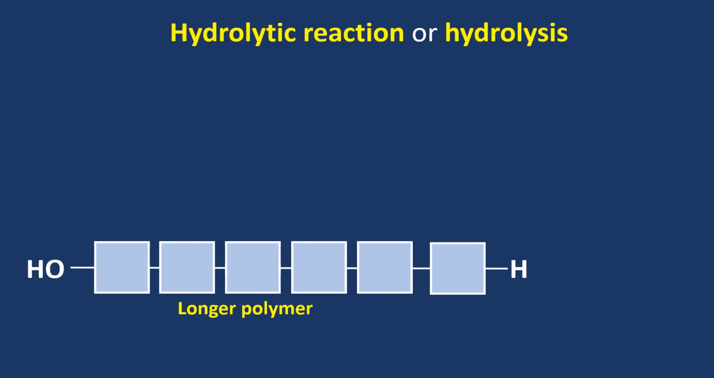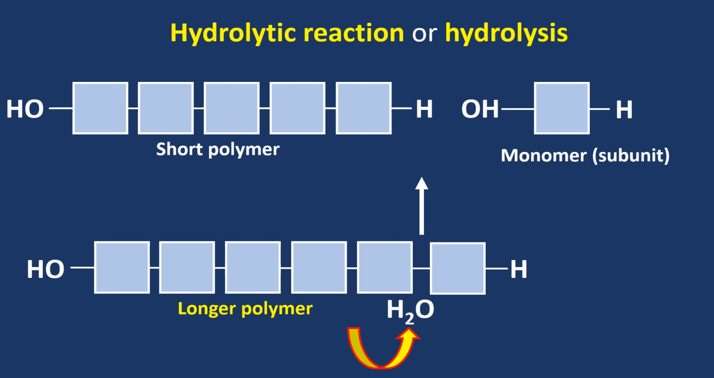You see, here we have a water molecule. It gets in between two monomers. As a result, we end up with a shorter polymer and a monomer. This is hydrolysis or hydrolytic reaction. As you already know, hydro means water, but think of hydrolysis as a word for breaking. It is a catabolic reaction, unlike dehydration reaction or condensation reaction, which is anabolic.